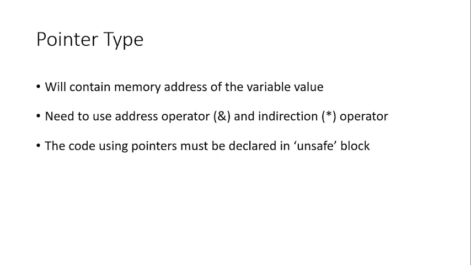Okay. And your address operator is also called the reference operator. To dereference, we have an indirection operator, which is asterisk. So this concept is again completely derived from C, C++ as it is. But see the last line. The code using pointers must be declared in an unsafe block. So if I'm using pointers, we obviously should try avoiding this particular concept. But if we do that, the complete code has to be kept in an unsafe block, because C# treats pointers obviously as an unsafe concept. So that's the reason it is just for namesake, it is there, but it is not generally used.